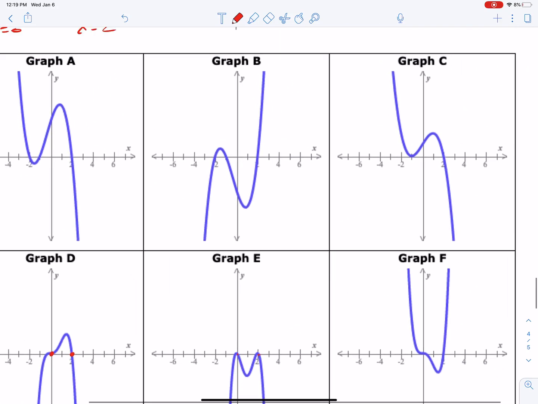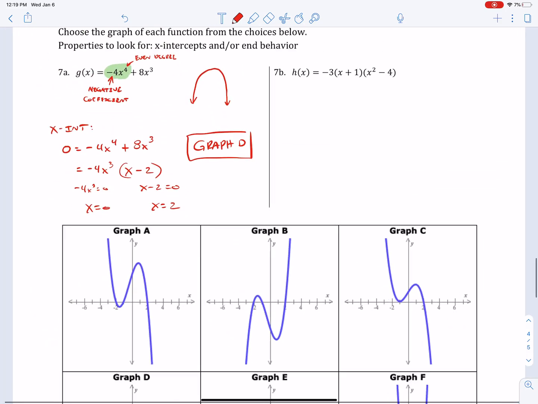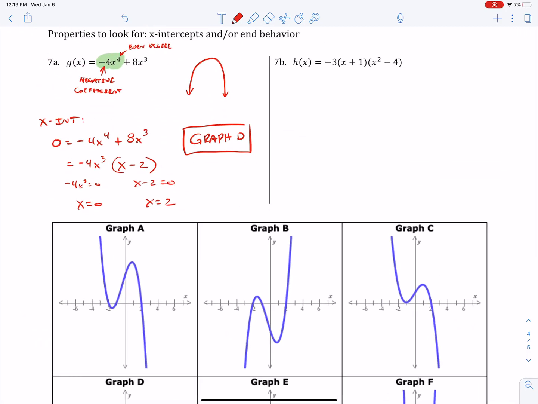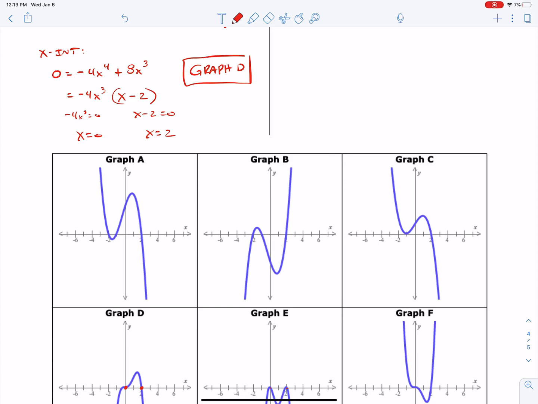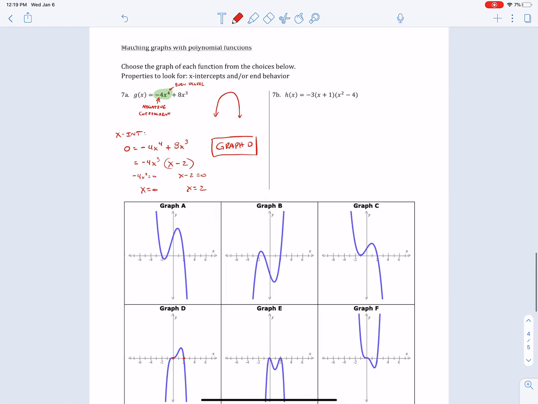So go ahead and try 7D on your own. What we're going to do in class is cover this again, the matching graphs of polynomial functions, and go a little bit more in depth with practice in class. So if you're not fully understanding it and you're still confused why it's graph D and not graph E, I will cover that again in more detail in class. So don't worry. For 5B, try that on your own.